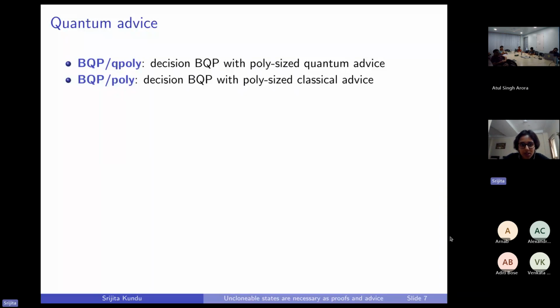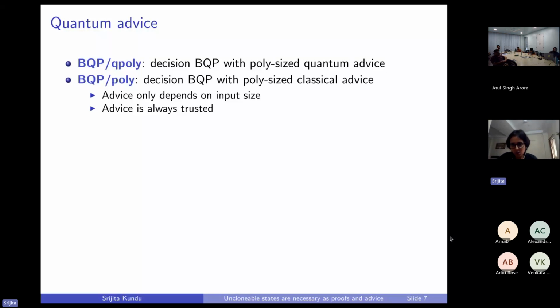Okay, so quantum advice. We will be talking about quantum advice with respect to these two decision classes. The class BQP/qpoly is like the decision class BQP, except with polynomial-sized quantum advice, and BQP/poly is the class of problems that can be solved by BQP algorithms with polynomial-sized classical advice. Advice is like proofs in that it is given to you by some external agent with unbounded computational power. But unlike proofs, advice only depends on the input size and not on the specific input. Also, advice is always trusted, so you don't need the requirement that for no instances, no advice should be accepted with high probability. You just require that there exists some advice that can help you solve the problem, yes or no.